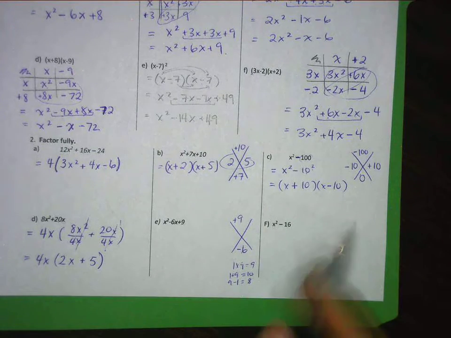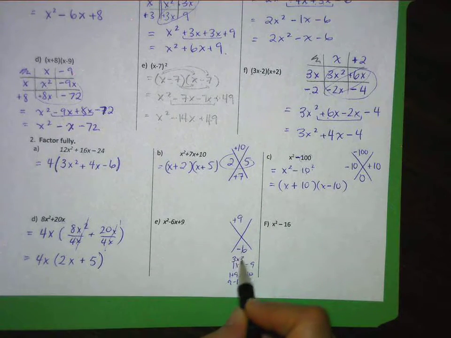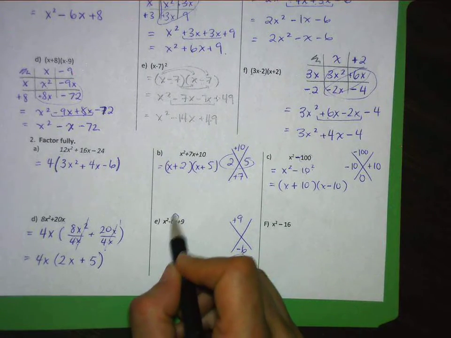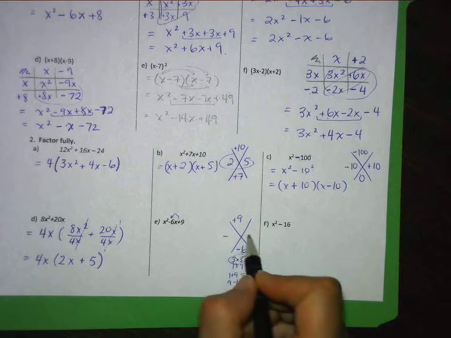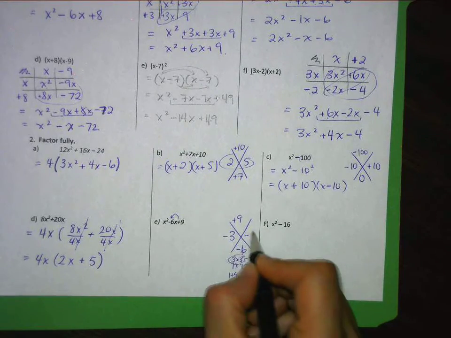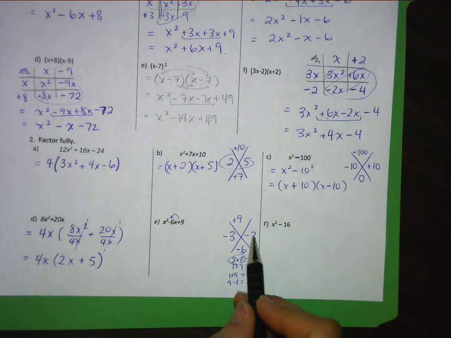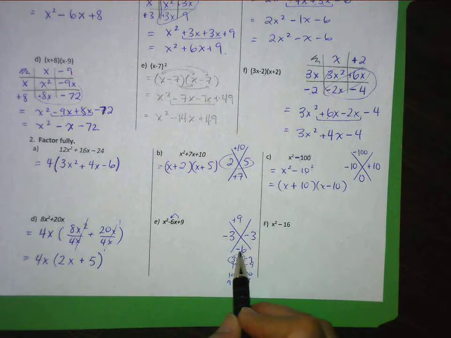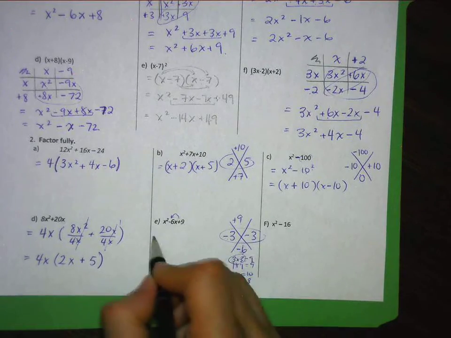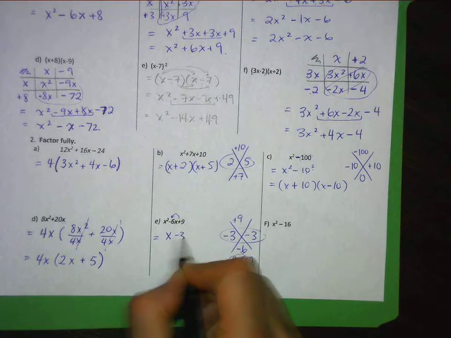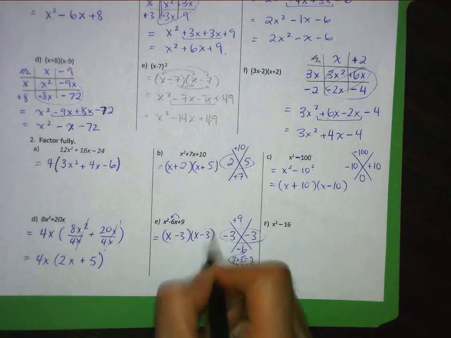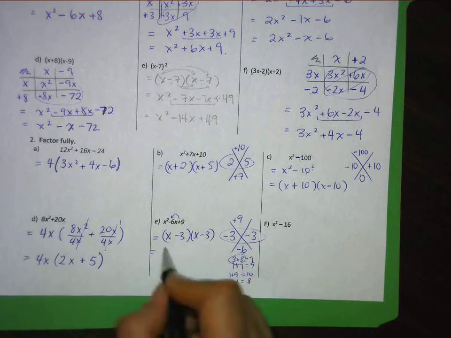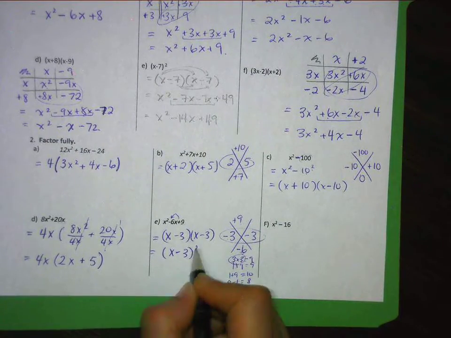Oh, wait a second. What's another multiple? How about 3 times 3? That equals 9. And if I go 3 plus 3, that's 6, but I need it to be negative 6. So let's remind ourselves, this is a positive sign, which means they're both going to be negative. So what about negative 3 and negative 3? Negative 3 times negative 3, that equals 9. Negative 3 plus negative 3, that is negative 6. So there we go. So x minus 3, x minus 3. But hang on a second, those are the same. So I can simplify that.